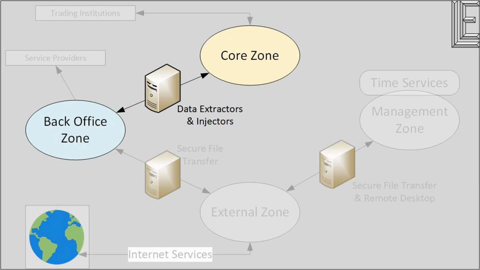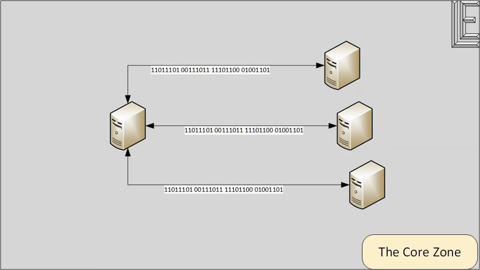Data extractors are responsible for extracting data from the core zone, and the injectors are responsible for injecting it into the core zone. Extractors and injectors can reside on the same host, but run as separate services or processes. Extractors and injectors can forward data streams, not just data files. The next video will look into the internal communications within the core zone, showing how resilience is achieved and how it is used to support 24/7 operations.